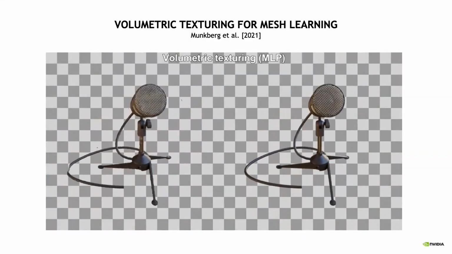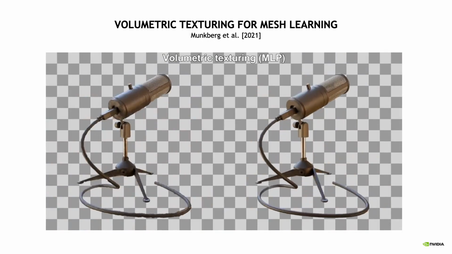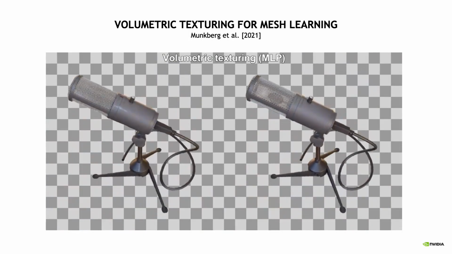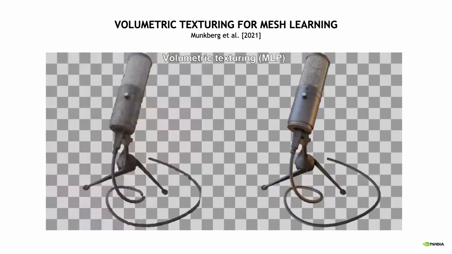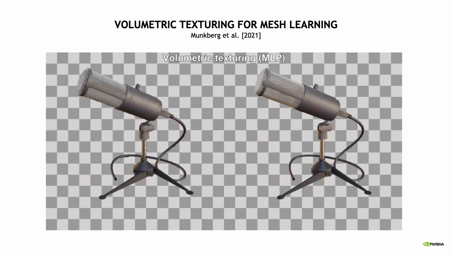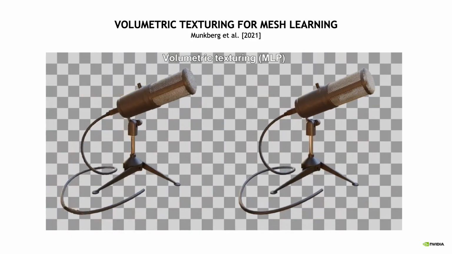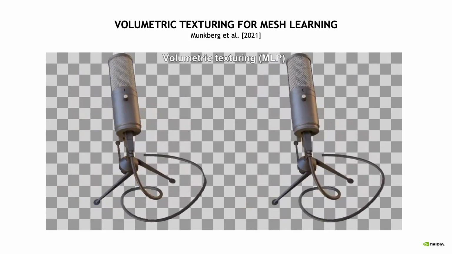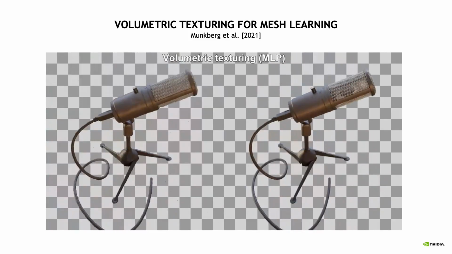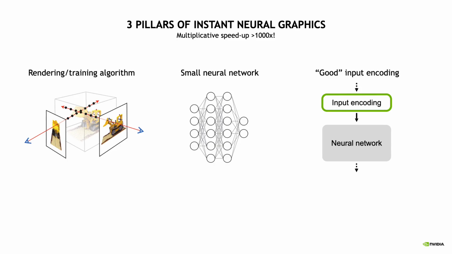It's also worth pointing out that we tried to make the instant graphics components as modular as possible. For example, Munkberg and colleagues were able to just take our input encoding, for which we provide PyTorch bindings, by the way, and use it in their own work as a volumetric texture that helps learn a mesh, materials, and lighting from image observations.